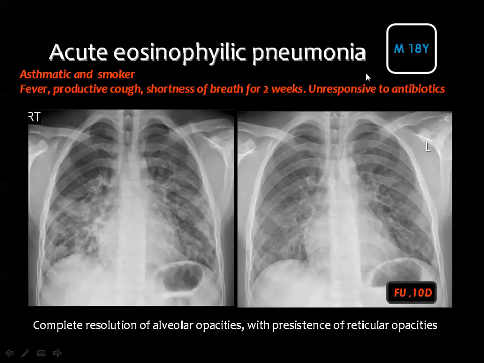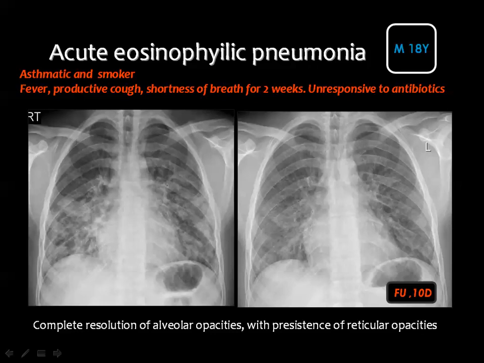Then this patient is male, 18 years old, known to be asthmatic and a smoker, presented with fever, productive cough, and shortness of breath for 2 weeks, and he is unresponsive to antibiotics. And this is one of the leading findings that may help you to think of particular types of pneumonia, like this one and the coming one, which is known as cryptogenic pneumonia.